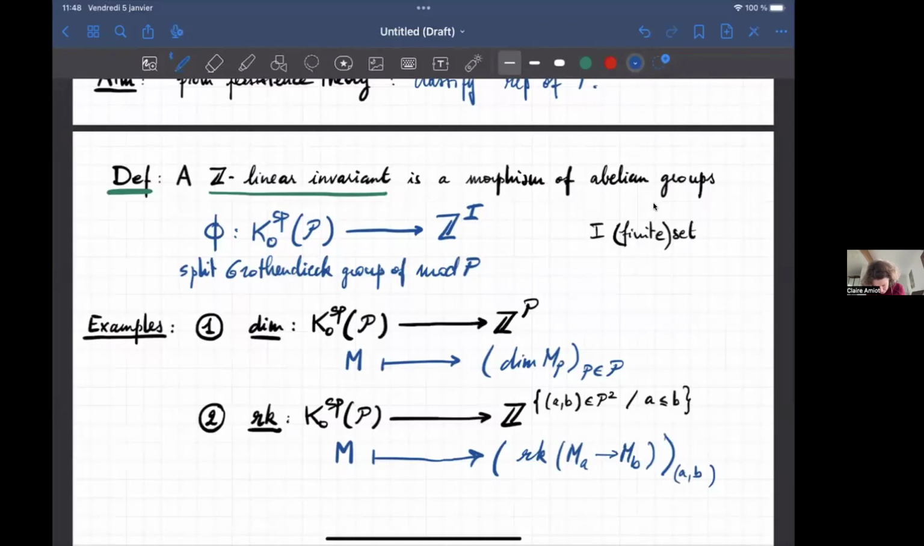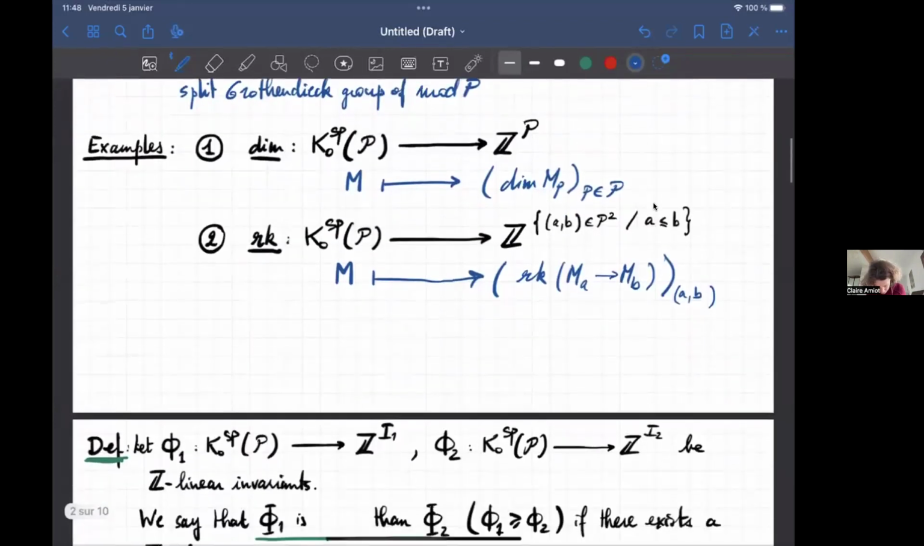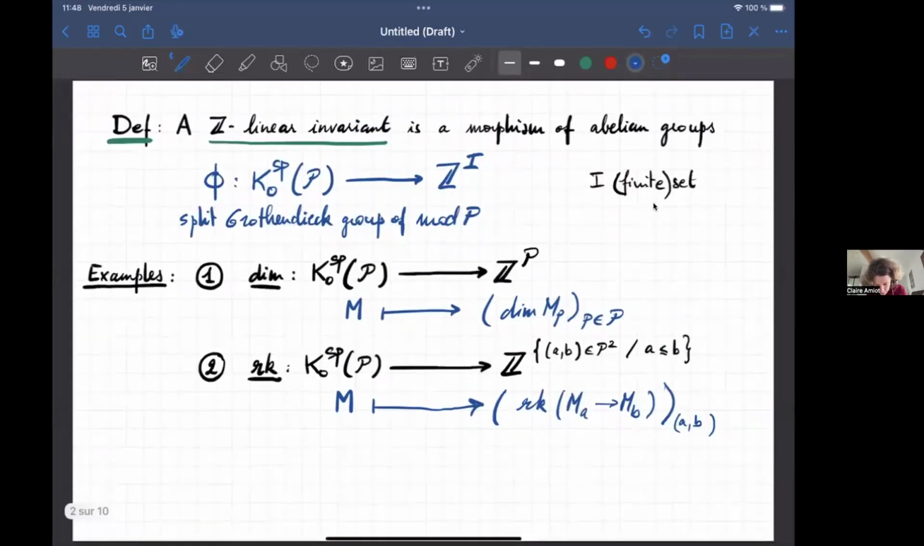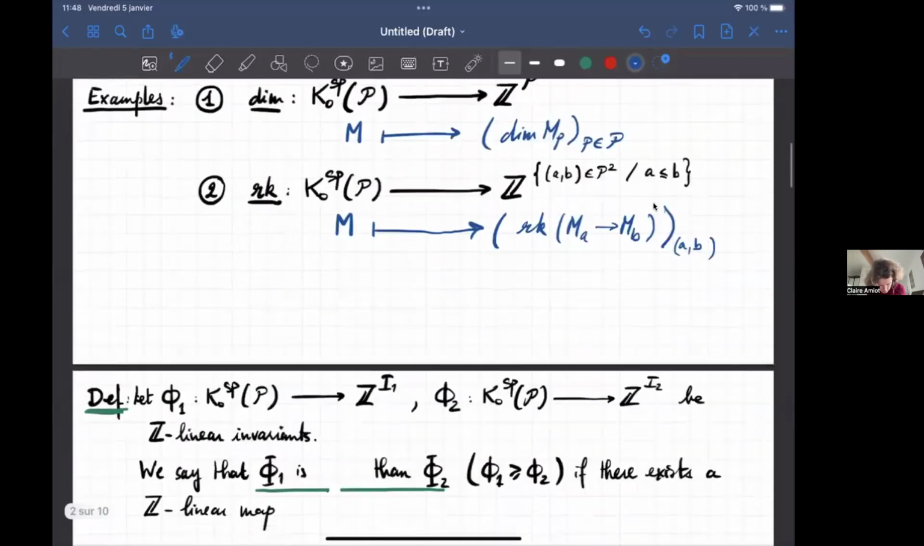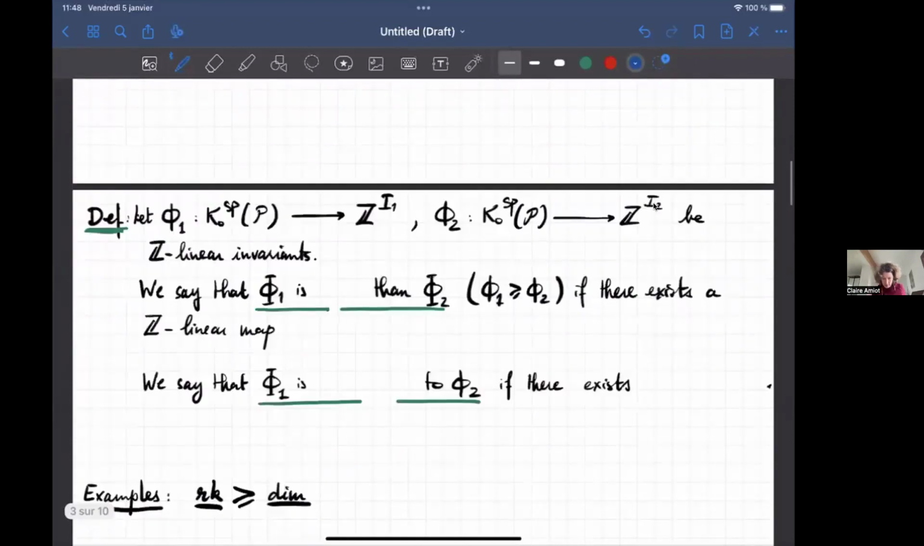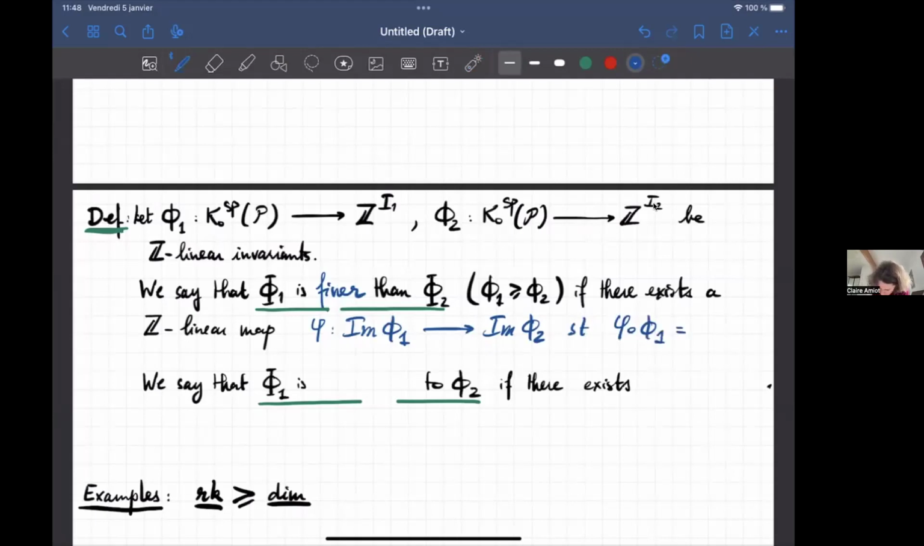And the idea would be to generalize these invariants. First, in order to study these invariants, we have to be able to compare them. So I will set two definitions here. The first one: I start with two invariants, phi1 and phi2. I will say that phi1 is finer than phi2 if there exists a Z-linear map going from the image of phi1 to the image of phi2 such that the composition of this map phi with phi1 is equal to phi2.